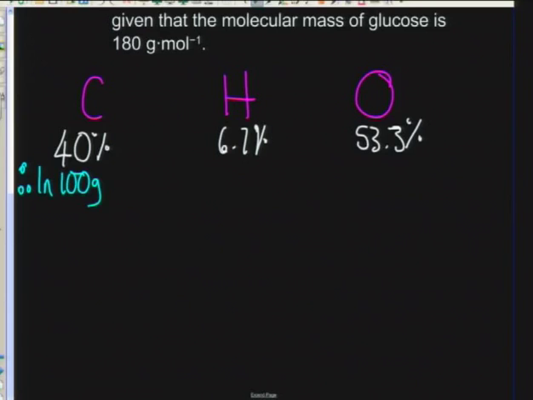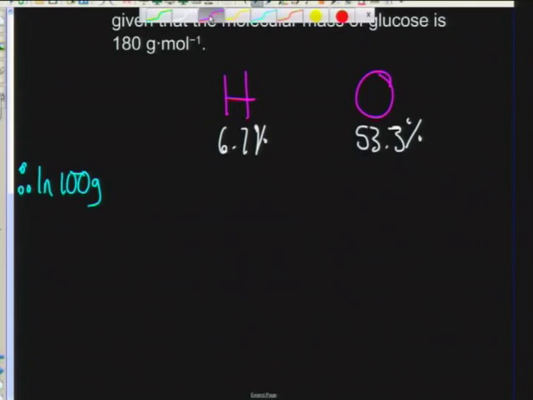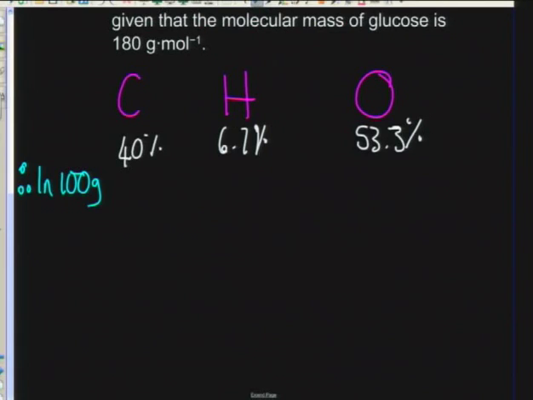Okay? Now I'm going to take that out. I think I'm going to just move these a sec. So we've got a little bit more space. And we had carbon there, and it was 40%. So now I'm going to work with in 100 grams. Therefore, I would have 40 grams would be carbon, 6.7 grams would be hydrogen, and 53.3 grams would be oxygen.